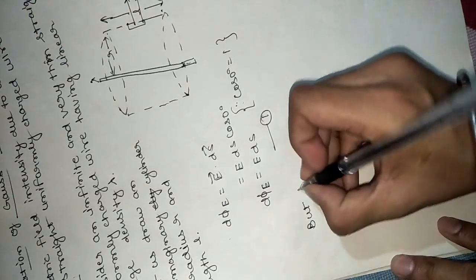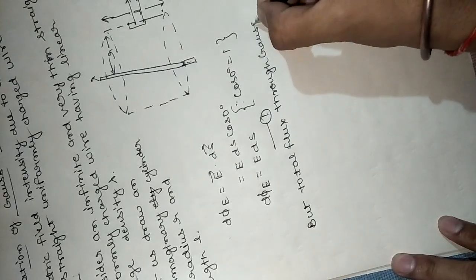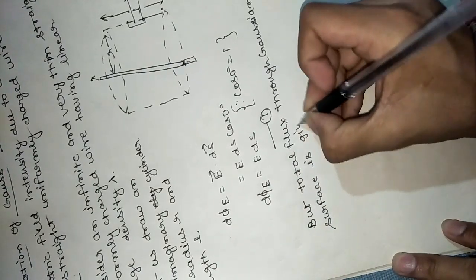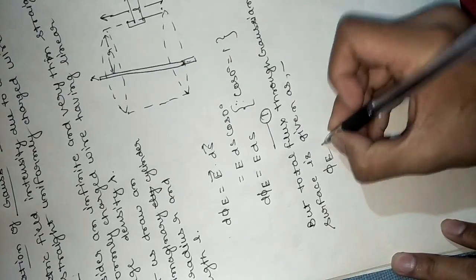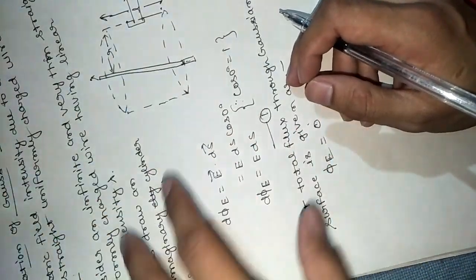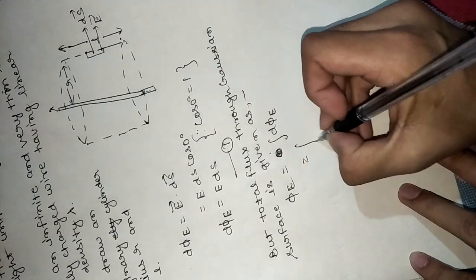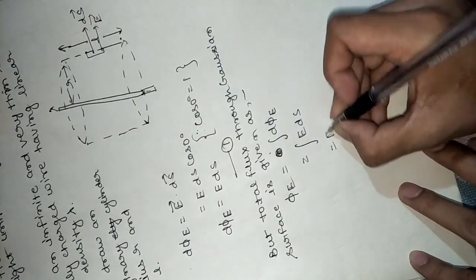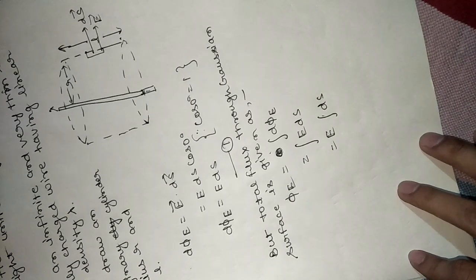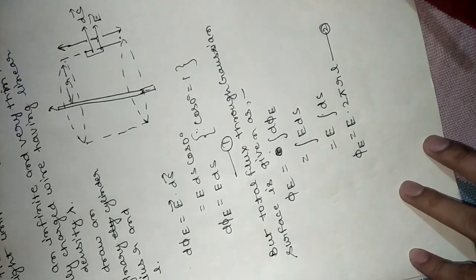But the total flux through the Gaussian surface is given as phi E equals the integral of d phi E. We are talking about a wire, so we take a line integral of d phi E. Putting the value from equation 1, we get E times the curved surface area of the cylinder. We know the curved surface area of a cylinder is 2 pi r l. This is equation number 2.